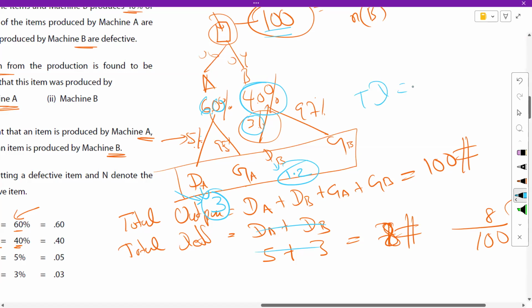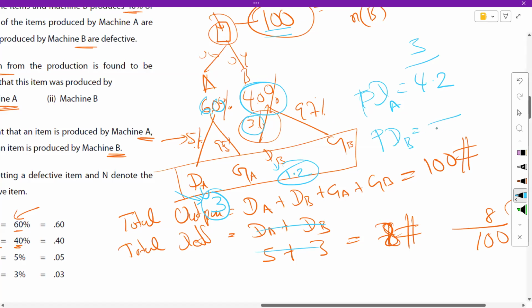Then tell me the total defective items from A and B. 4.2. Out of the total output of defective items, 4.2, tell me the chance of getting a defective item produced by machine A. We have to put 3. Correct? Likewise, the probability of getting a defective item that is produced by machine B.